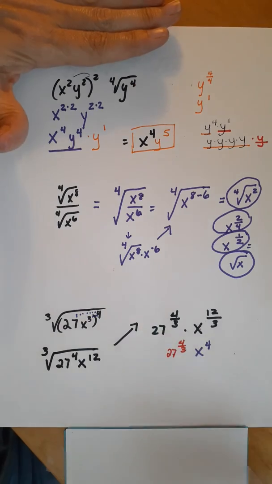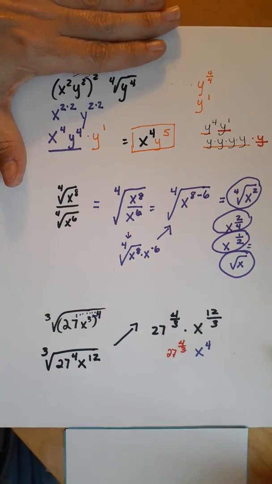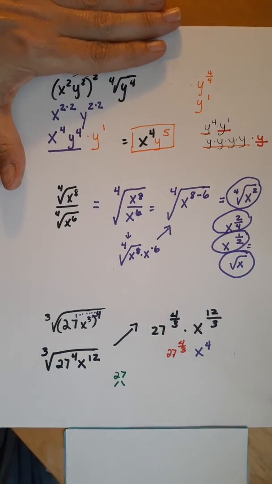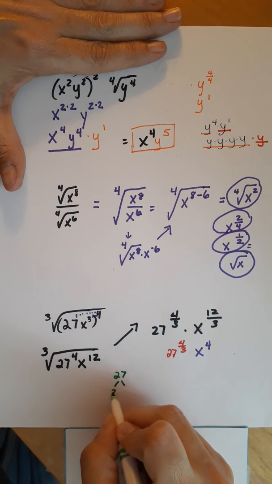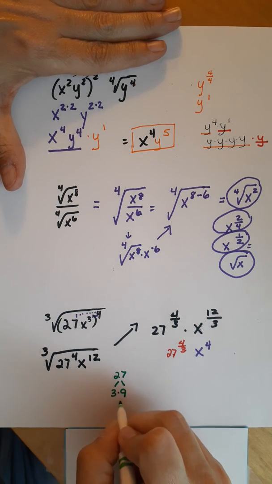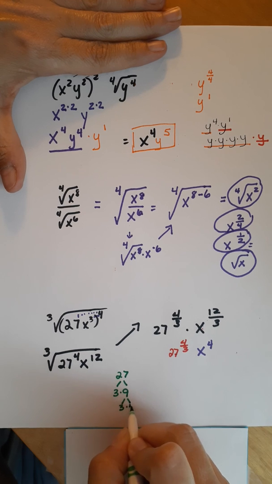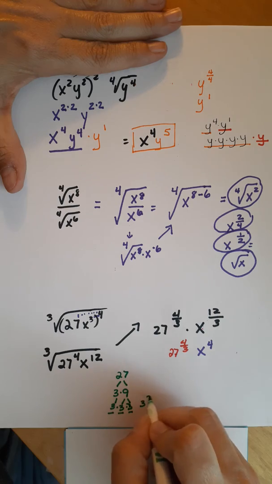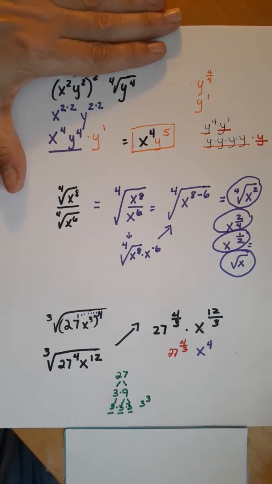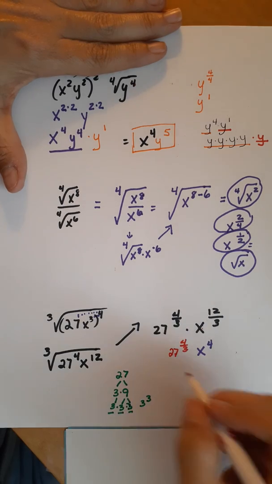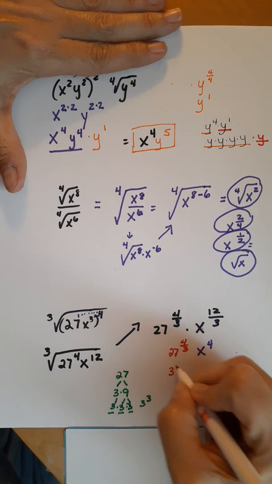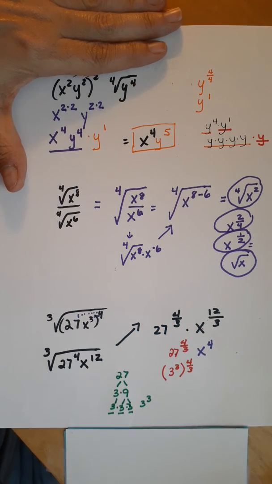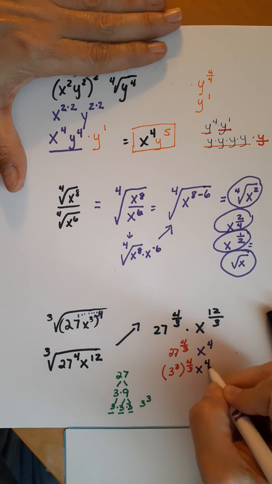That'll give me 27. So let me take out my magical tree, and I'm going to put this right here. 27. What times what gives me 27? That is 3 times 9. I don't have 3 numbers, so let me keep going. What times what is 9? 3 times 3. And I bring down this 3. I have 3 numbers. That is 3 to the 3rd. I'm going to change my 27 to the number 3 to the 3rd, to the 4/3, and x to the 4th.